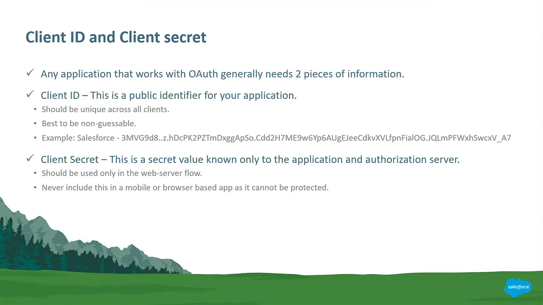Now the client secret is a kind of password value. It's a secret value. We use this only in the OAuth flows which are capable of protecting it. It's giving a higher degree of security, a higher degree of validation that the connected app and the OAuth flow is secure.